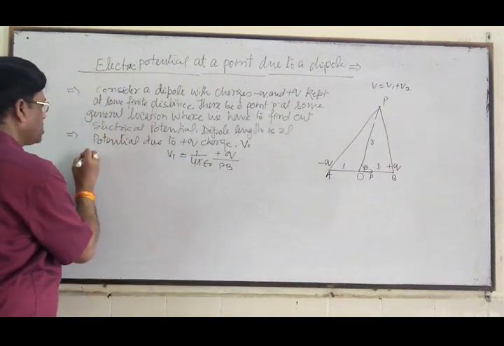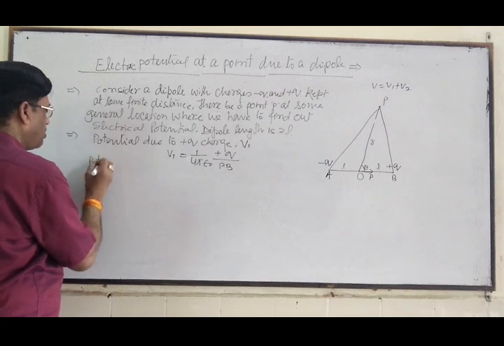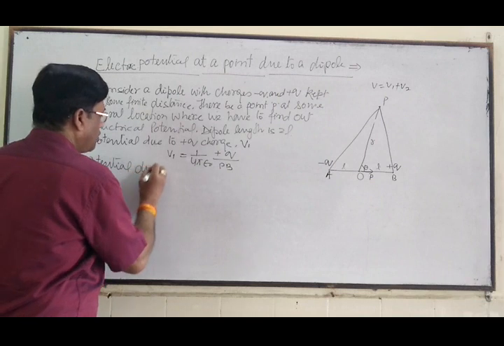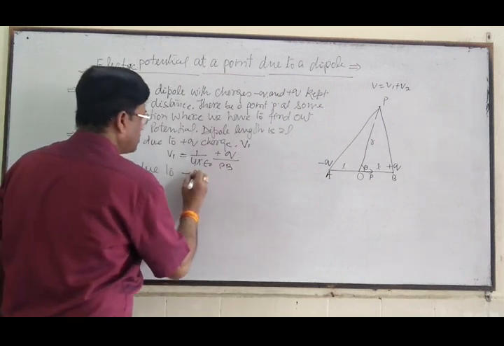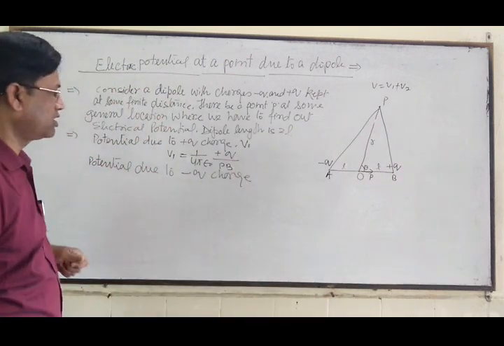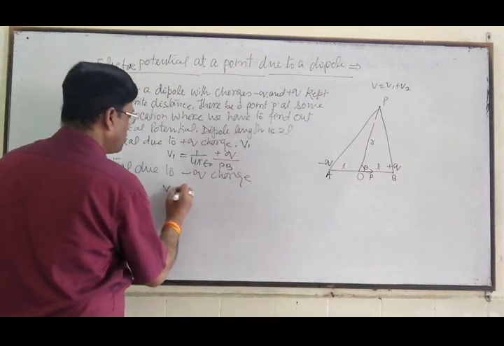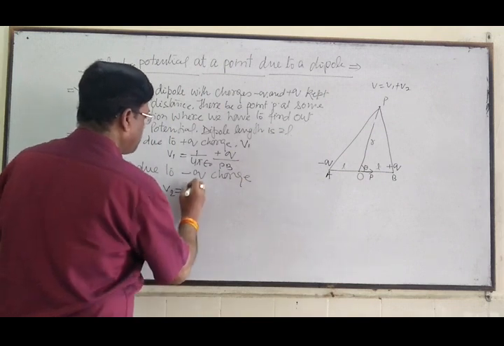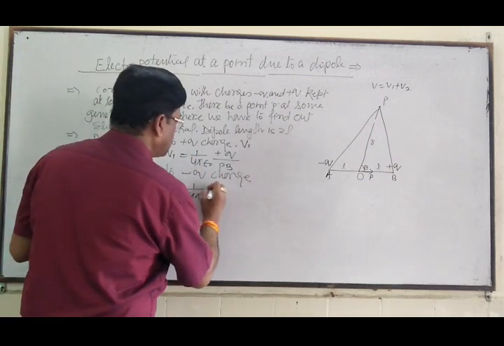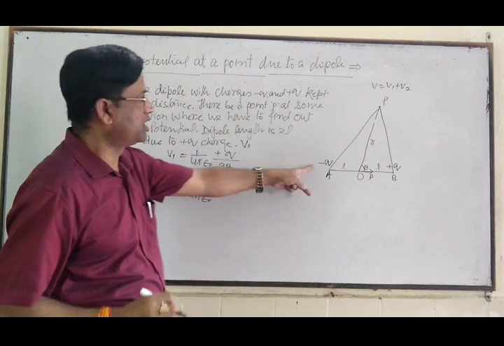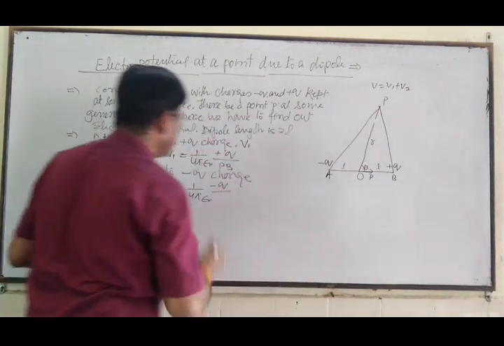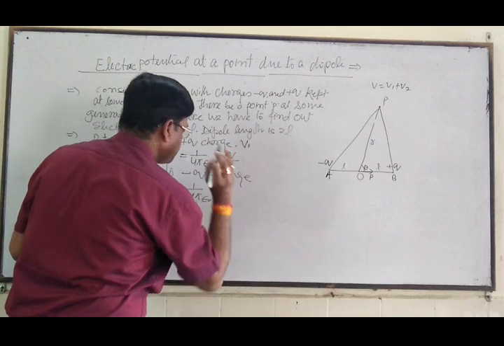Similarly, we will find the potential due to the minus q charge. Then V2 will be equal to 1 upon 4 pi epsilon naught times minus q upon the distance PA.